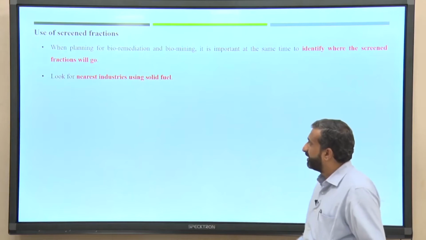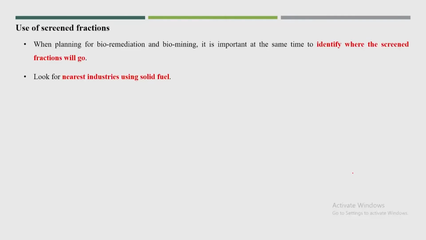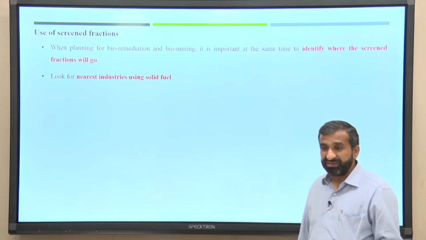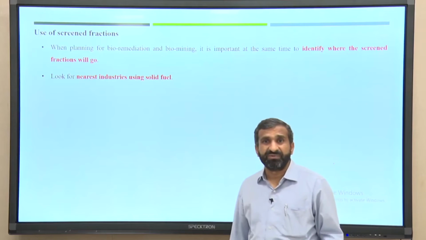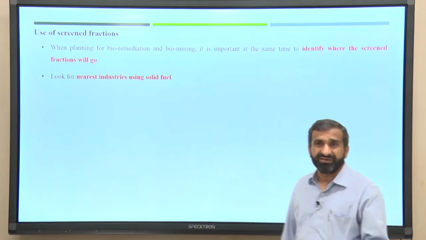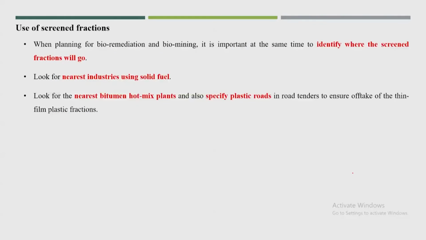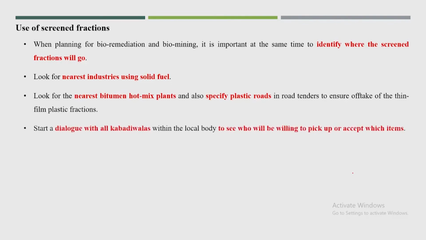So, first it could be possible to find nearby industries which can use this particular material as a fuel. Maybe this dry material, the paper and plastic, which is highly combustible matter, can be used as a fuel. Look at the nearest bitumen hot mix plant, also specific plastic roads in the road trenches, to ensure uptake of the thin film plastic fraction. So, it is also possible that this kind of material can be used for bitumen hot mix plants, or specific plastic roads can also come up with these.